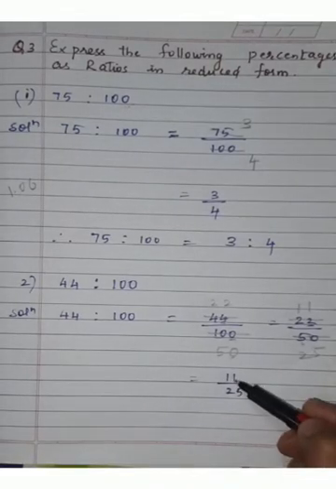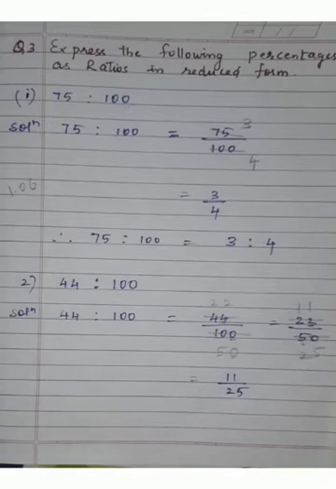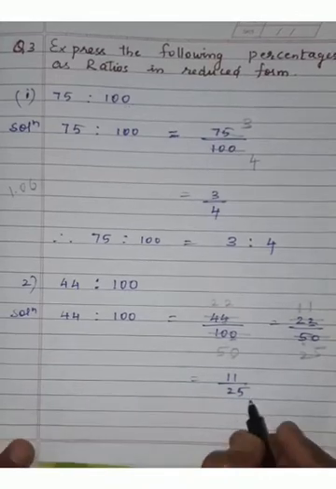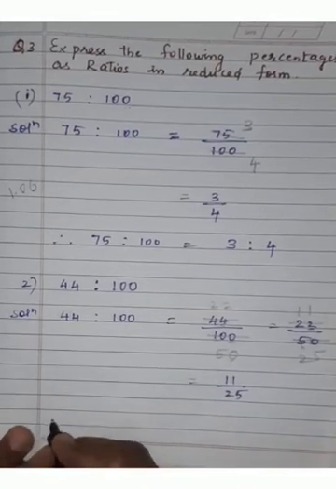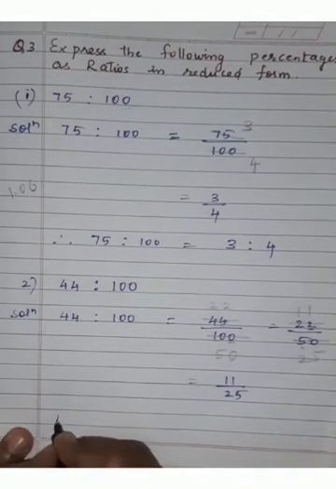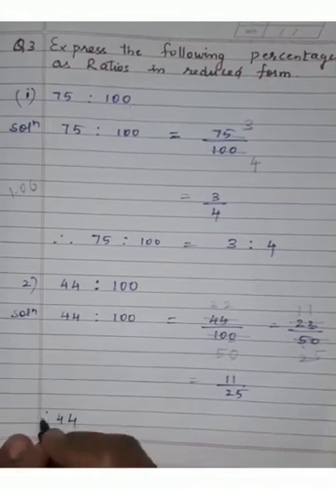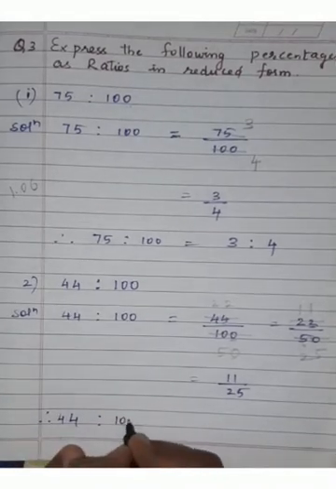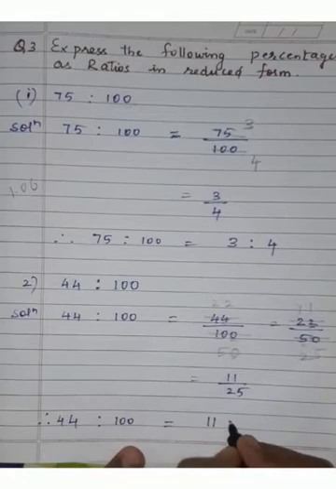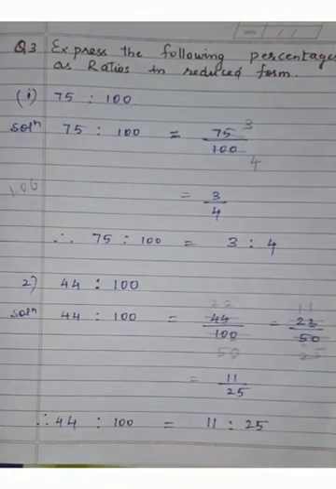Further reduction is not possible, children. Both 11 and 25 do not exist in any of the same table, that is either 2 table, 3 table, 5 table, or 7 table. Okay, so the reduction stops over here. So therefore our final answer, we will write it as 44 is to 100 is equal to 11 is to 25.